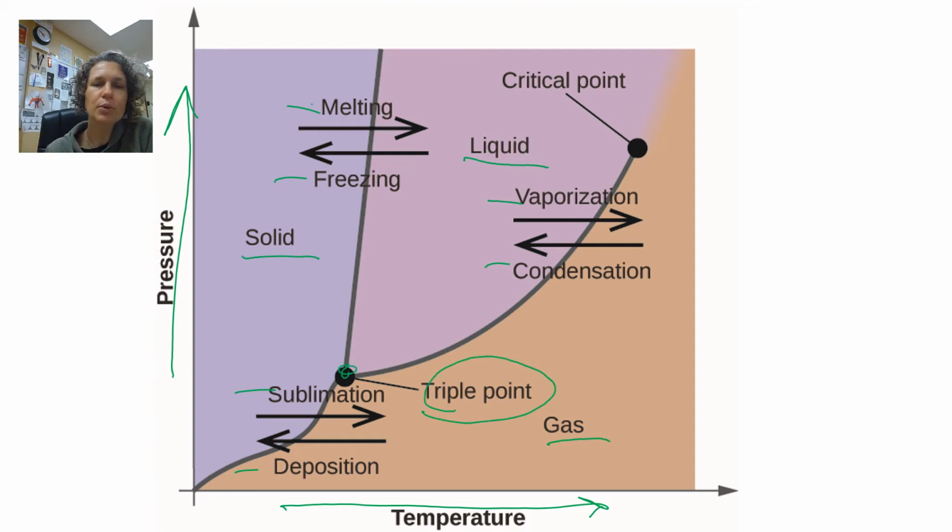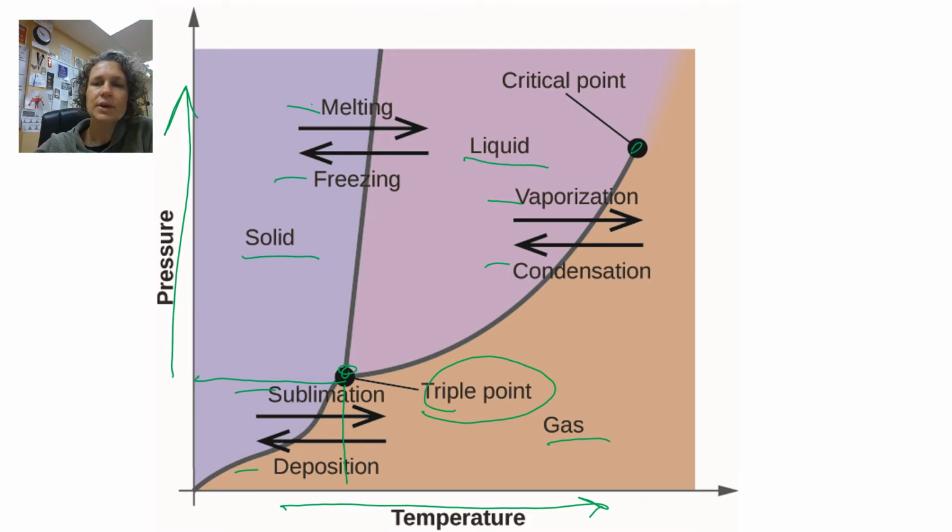So there's the triple point. At that pressure, whatever it may be, and at that temperature, you have all three states of matter. Again, this is typically under lab conditions, under very controlled conditions. And then up here you have the critical point.